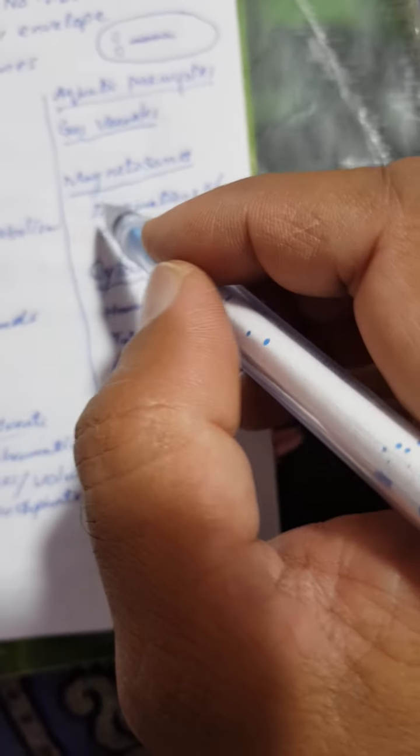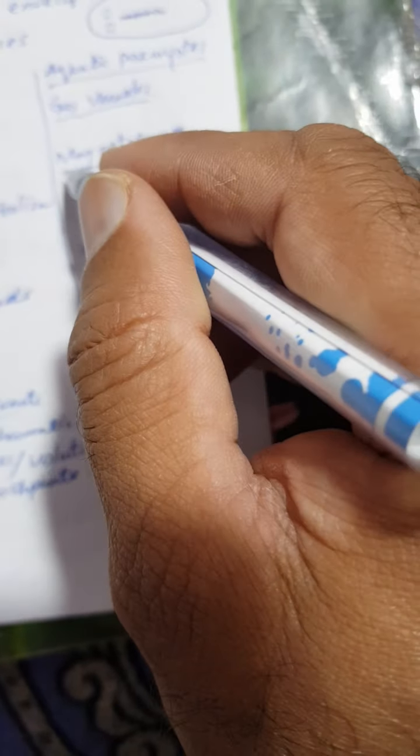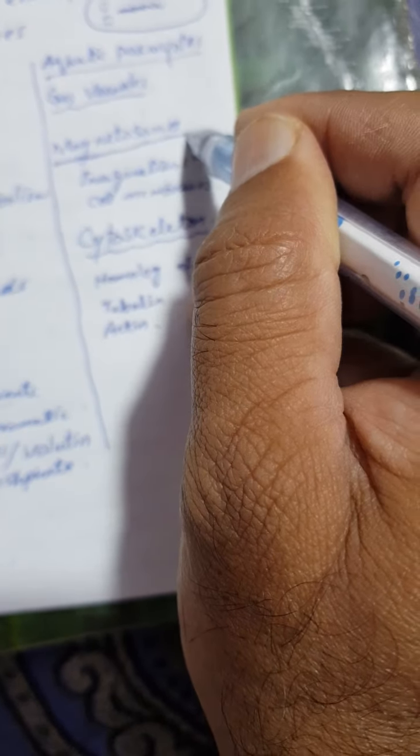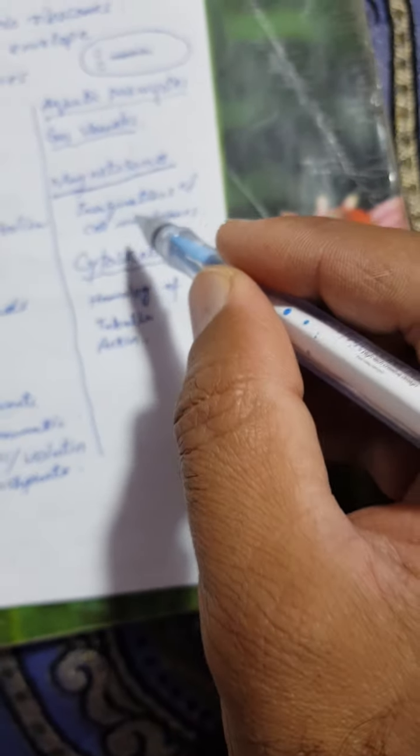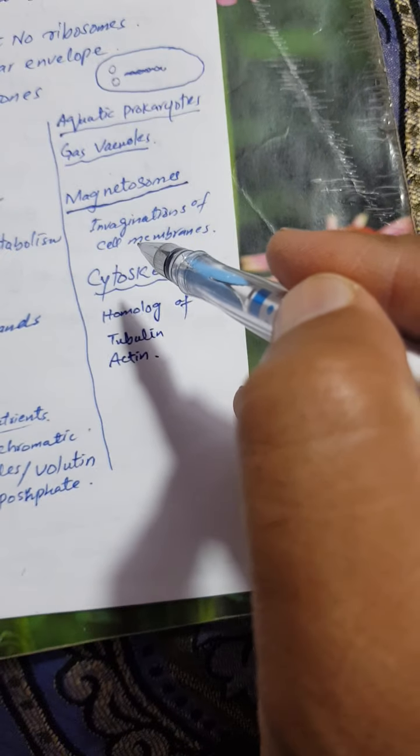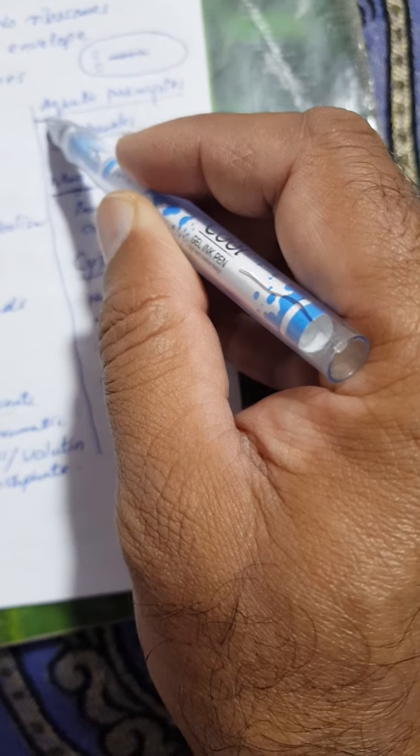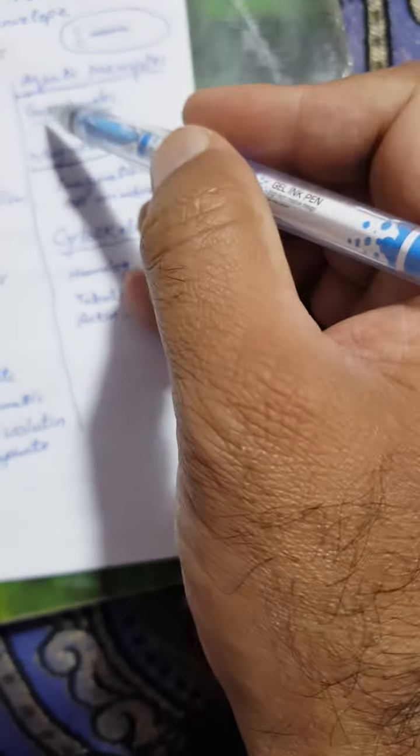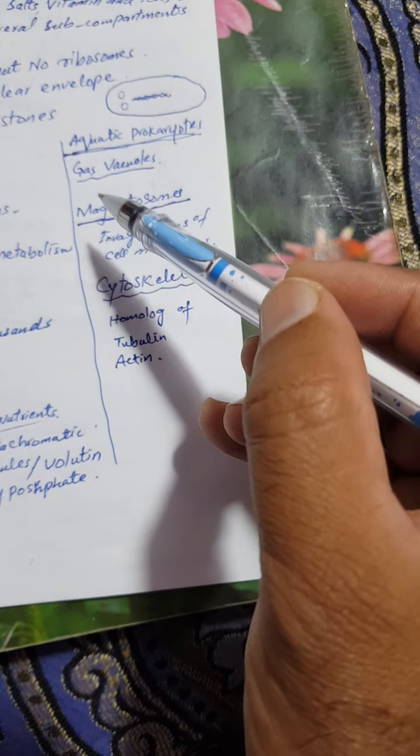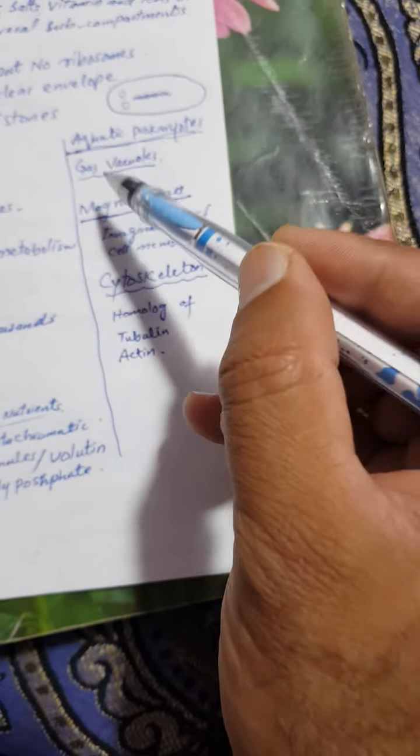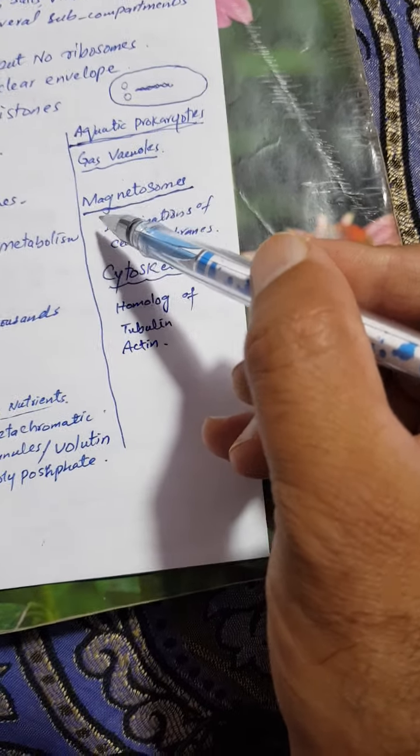Then in case of some aquatic prokaryotes, there are some gas vacuoles which provide buoyancy to the cell, and there are magnetosomes. Some magnetosomes are there in some of the bacterial cells. What are magnetosomes and what are gas vacuoles? Gas vacuoles are present in aquatic prokaryotes, most often in cyanobacteria, but there are some bacteria which also contain gas vacuoles. They provide buoyancy so that they can swim in water. They do not let the cell sink to the bottom.